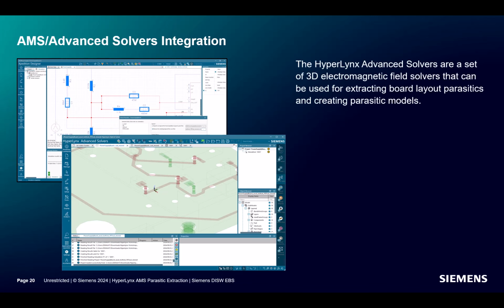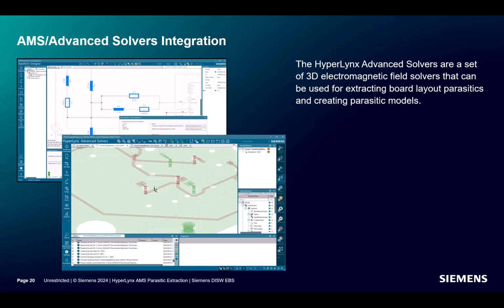The Hyperlink's advanced solvers are a set of 3D electromagnetic field solvers within the Hyperlink's product family of PCB design verification tools. There are 3 different solvers that can be used for extracting board layout parasitics and creating parasitic models.